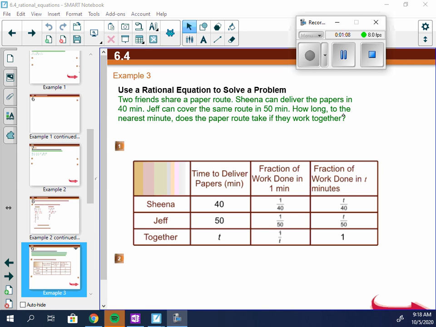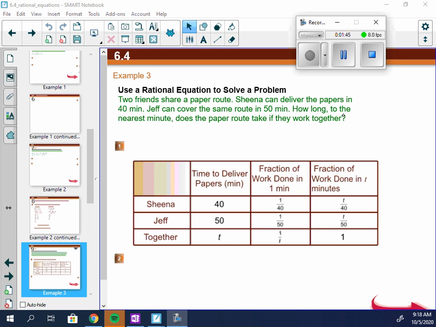The time to deliver the papers is 40 minutes for Sheena, 50 minutes for Jeff, and an unknown value, T minutes, when you do it together. That value T should be less than what number? Less than 50, but it should also be less than 40, right? Because if it takes Sheena 40 minutes to do it, when Jeff helps her, it should reduce that number, right? So this T, first of all, is going to be a positive number because it's time, but it should be less than 40 minutes.